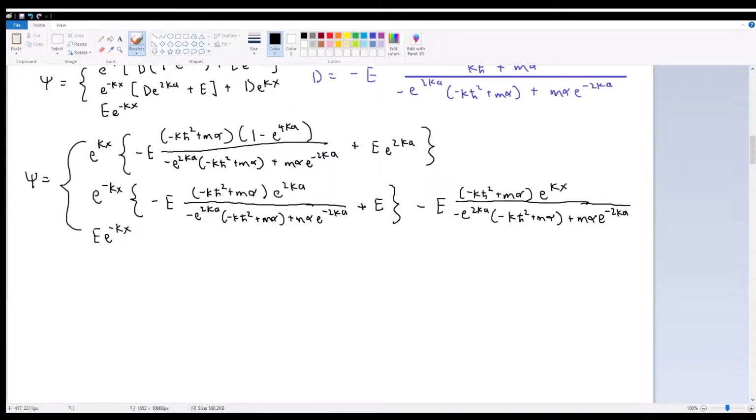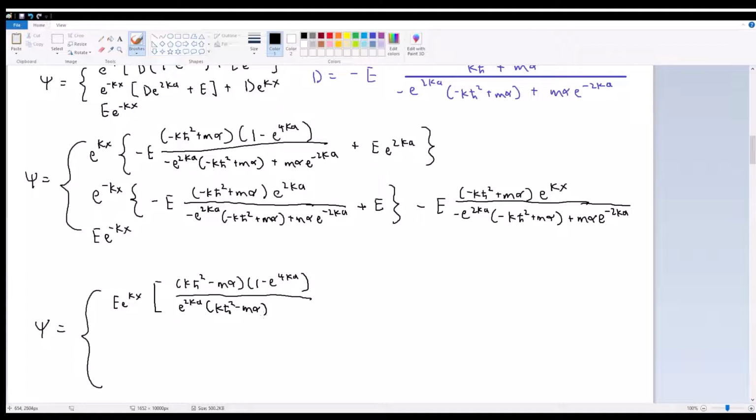Okay, this is a pretty disgusting looking piecewise. Let's try to simplify this a little bit. What can be done to make this a little bit easier? So first off, I'm going to distribute out the e. So we have e times e to the kx multiplied by, and then maybe I'm going to put the negative in. So this is going to be k h bar squared minus m alpha times 1 minus e to the 4ka divided by e to the 2ka times k h bar squared minus m alpha added with m alpha e to the negative 2ka. And then we're adding e to the 2ka.